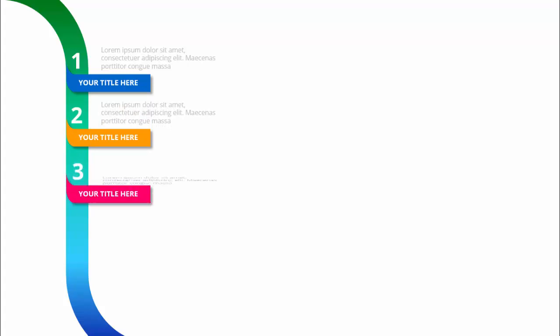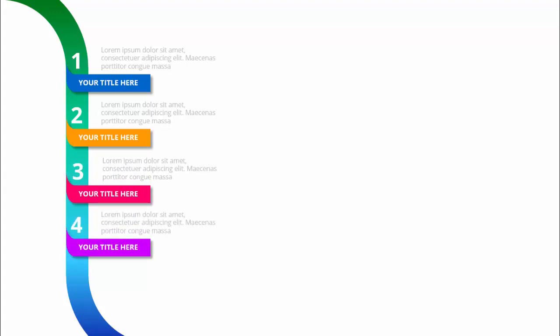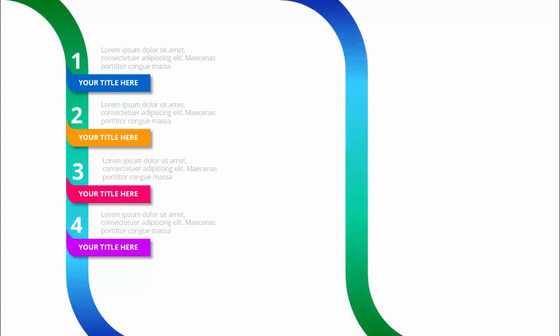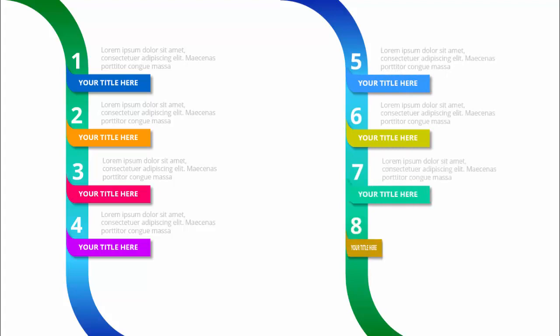And then again, you can see here I've added just different colors. So on the left side you have got the 4 colors, and then when I click again, one more line comes, then you can add 4 more options here with different colors. So let's see how to do this in PowerPoint.